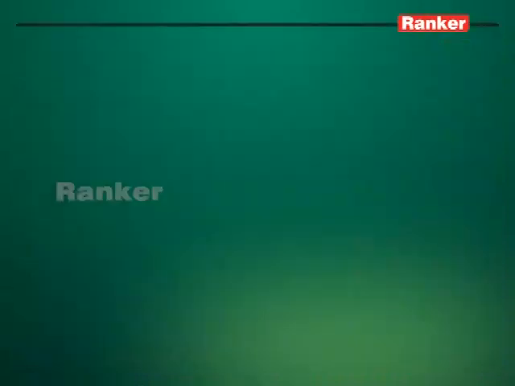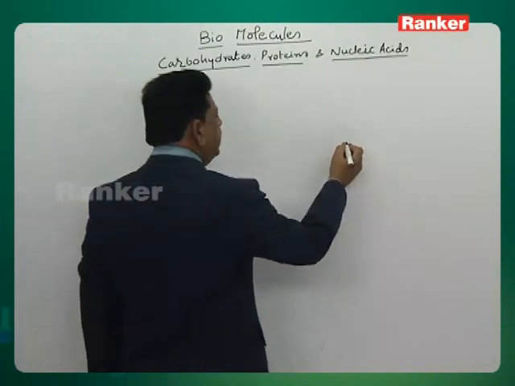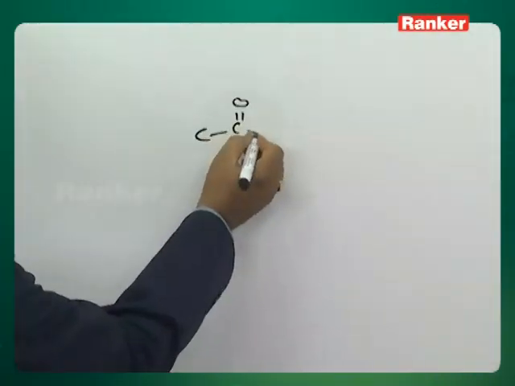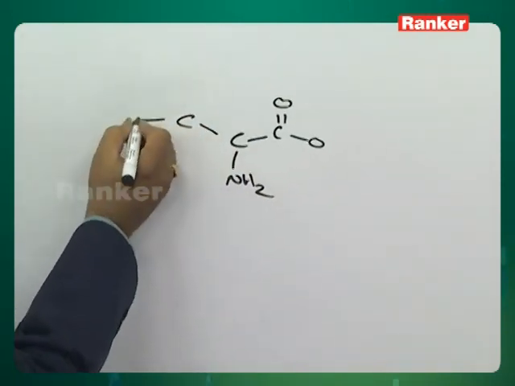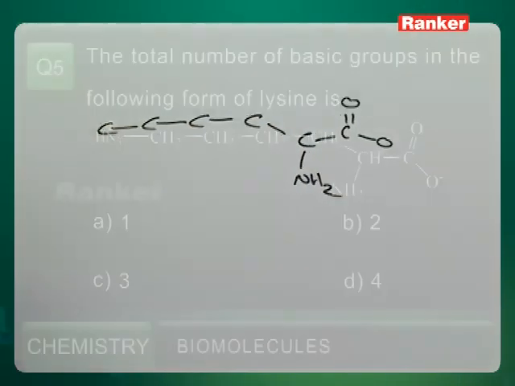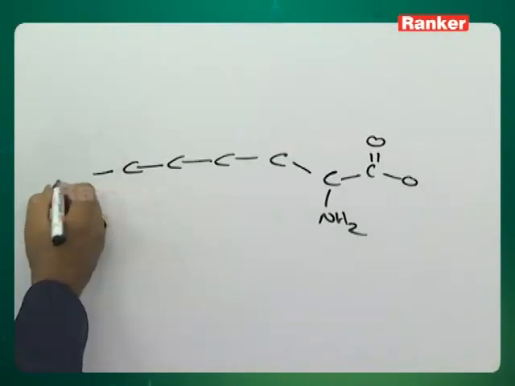Let us see question number 5. The total number of basic groups in the following form of lysine is. Lysine is an amino acid containing the COOH and the NH2, having been attached with a 4-carbon unit, and at the end you have another NH2.